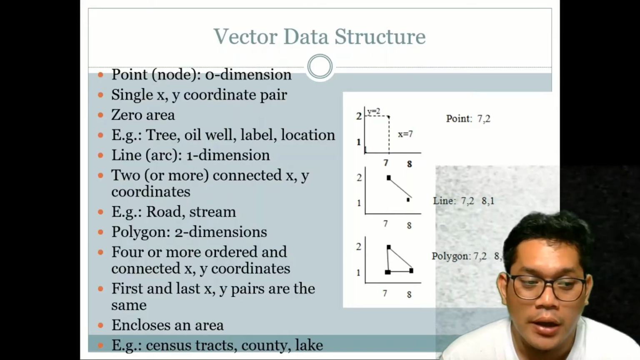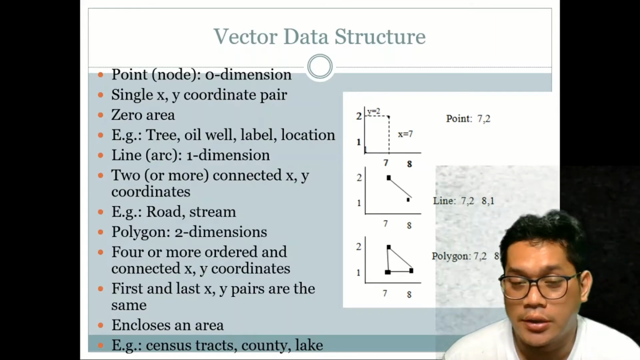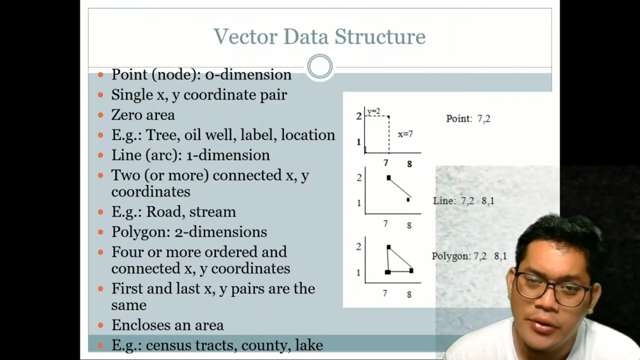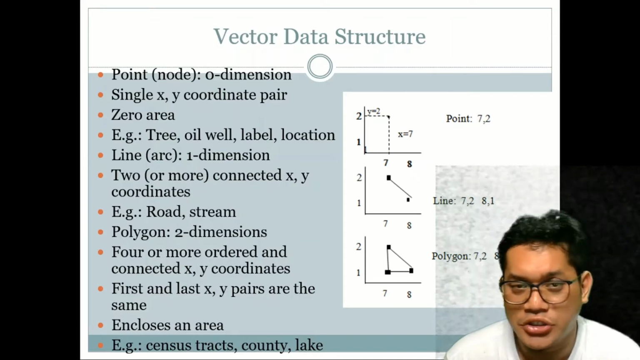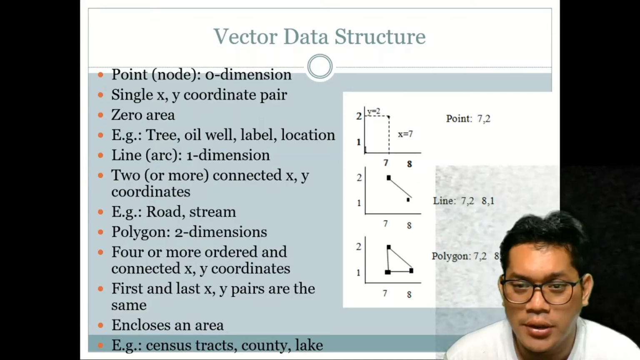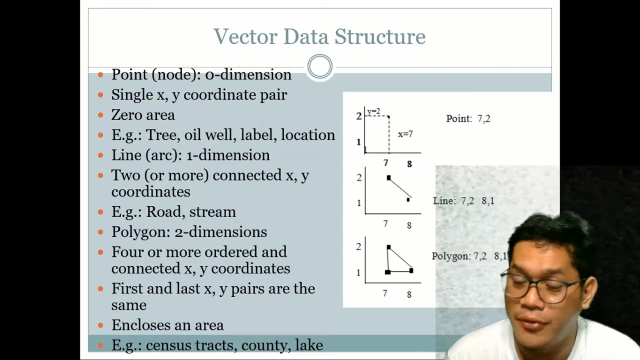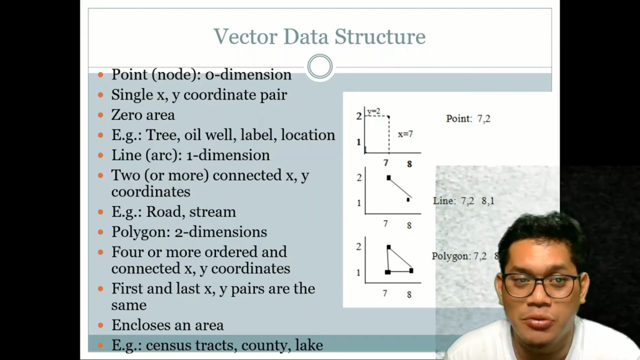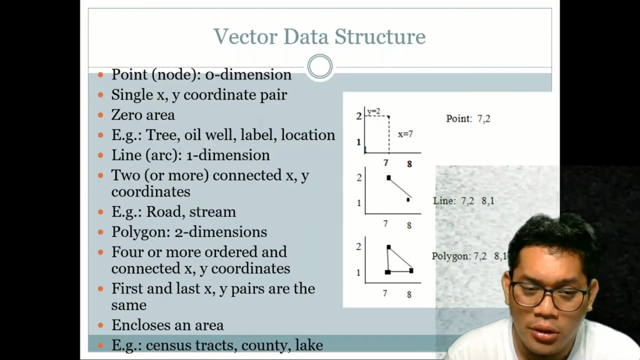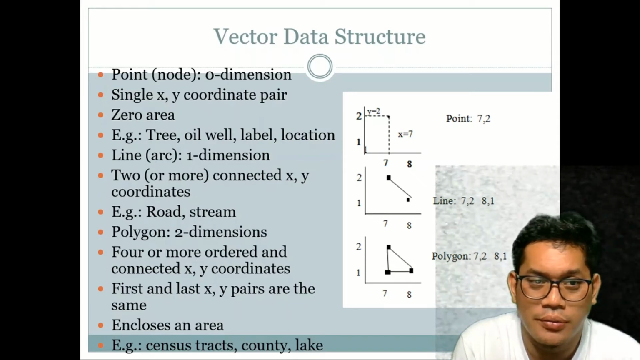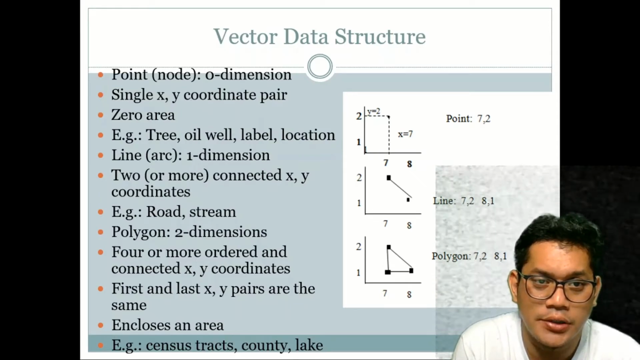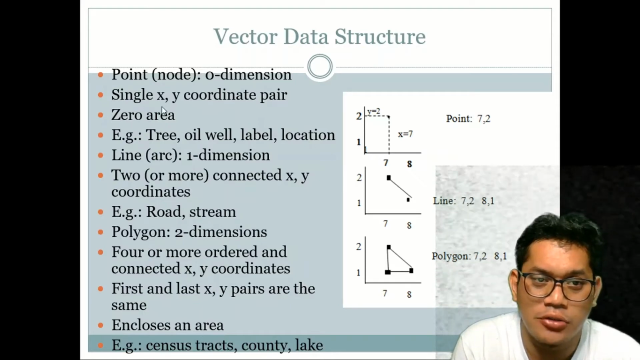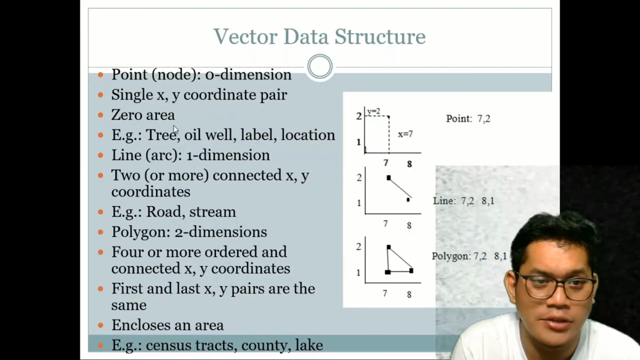After we discuss the raster data structure, now we look into the vector data structure. Different from the raster data structure, vector is more straightforward, simple, and more flexible. So it has three types of data structure, which are point, line, and polygon. Points are basically 0 dimension. It only has a single x and y coordinate, and there's no area.